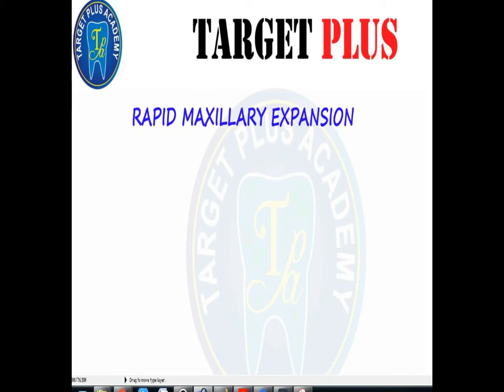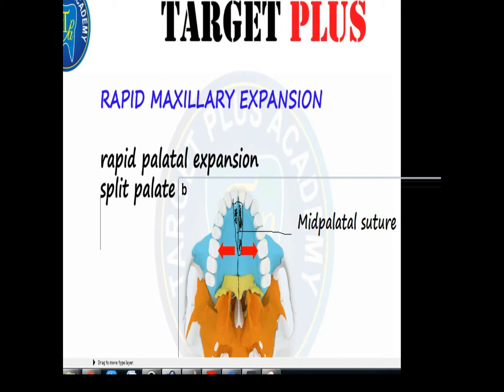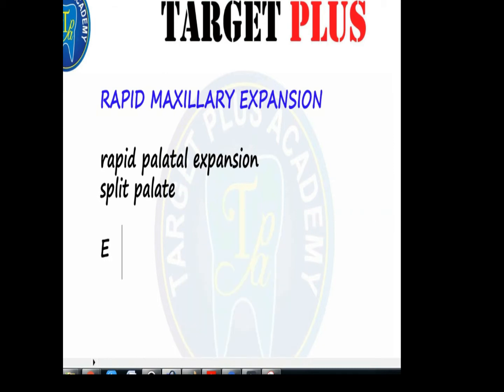Rapid maxillary expansion is also known by the term rapid palatal expansion or split palate. It is a skeletal type of expansion that involves the separation of the mid palatal suture and the movement of the maxillary shelves away from each other. Now who is considered the father of rapid maxillary expansion? Emerson C. Engel is known as the father of rapid maxillary expansion.